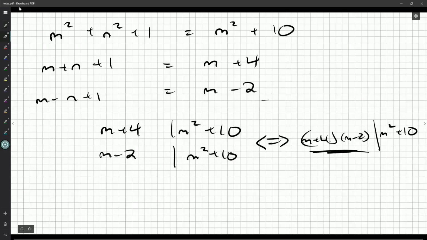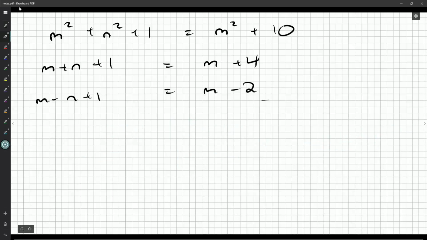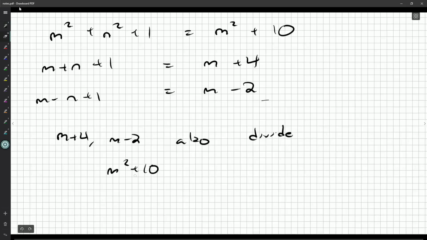So we have to be careful exactly how we word it, especially because it's a C-part question. Okay? So we can't say that, but you can say something like m plus 4 and m minus 2 also divide, well, not m squared plus 10, multiply them together. So m squared plus 2m minus 8. Okay, just multiply them together.